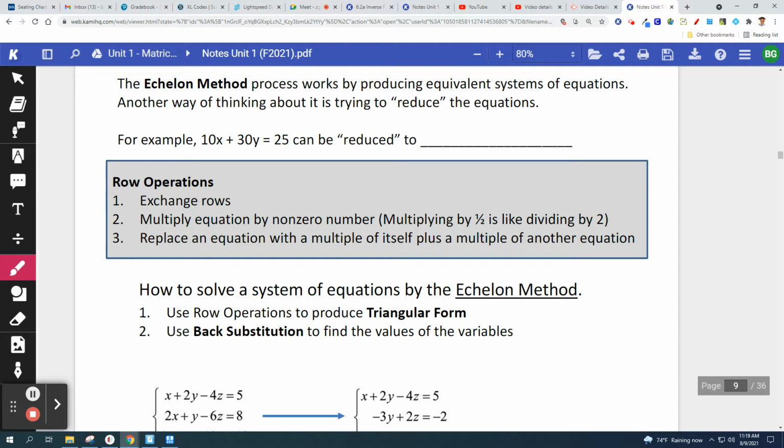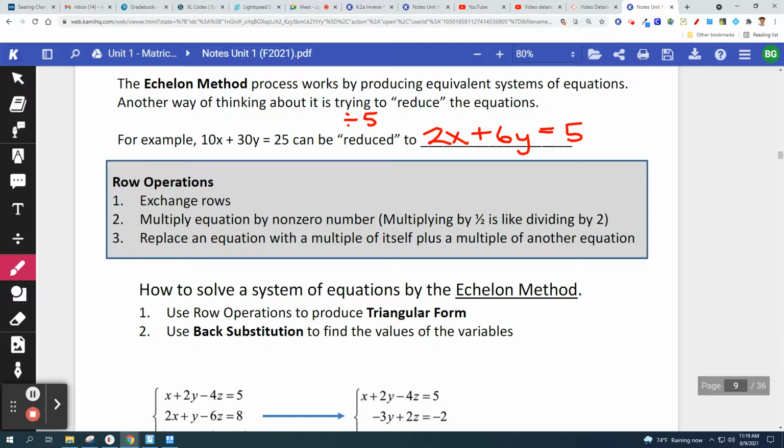The Echelon method process works by producing equivalent systems of equations. Another way of thinking about it is trying to reduce the equations. So, for example, 10x plus 30y equals 25. If you notice, all of those numbers can be divided by 5. I could divide all those numbers by 5, and that would reduce down to 2x plus 6y equals 5. All I did was divide by 5, divide by 5, divide by 5. And the result is the exact same set of points. It's the same line if I graphed it, but it's just smaller numbers, a little bit easier to work with. That's kind of what we're doing. We're trying to reduce everything down to something a lot easier to solve.